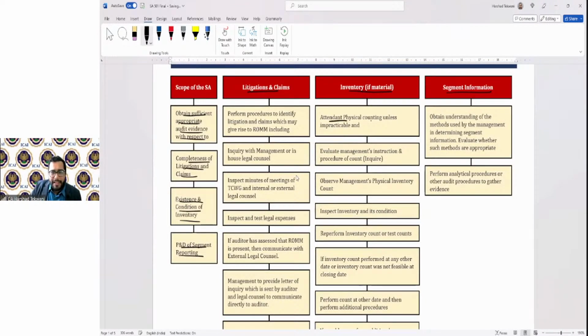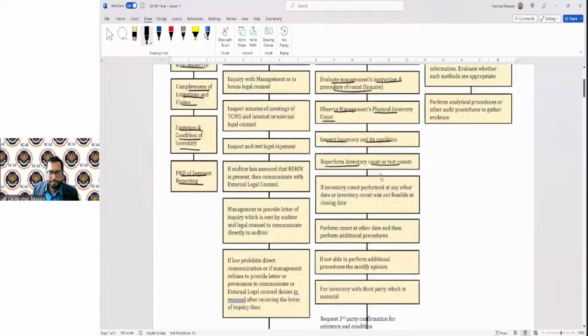So attend physical count unless impracticable, evaluate management instructions and procedure of count, that is inquiring, observe management physical inventory count, inspect inventory and its condition, re-perform inventory count or retest. Remember, there are certain procedures for substantive tests: inquiry, observation, inspection, re-performance. Remember something from SA 330, 315? We have already discussed this area. It's the same.